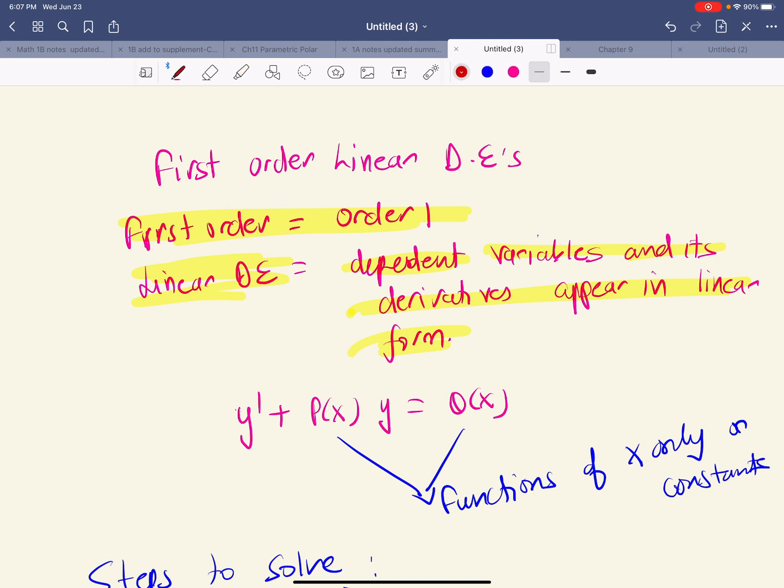A first order linear equation has the general form y prime plus p of x times y is equal to q of x. So that means we have dy dx plus a function of x times y equal to another function of x. p of x and q of x are either functions of x only or they can be constants.